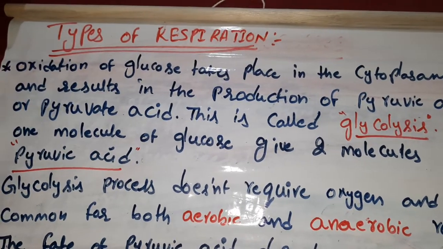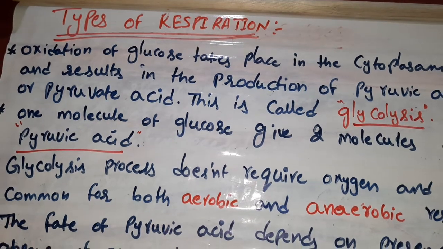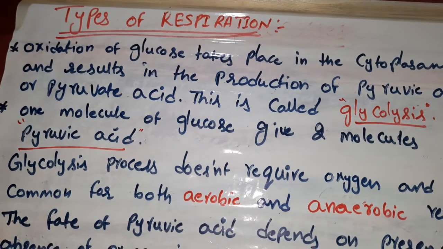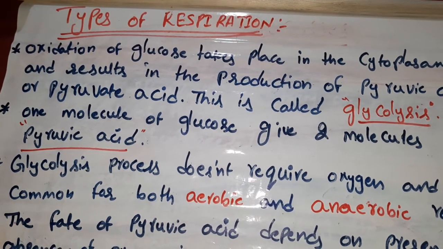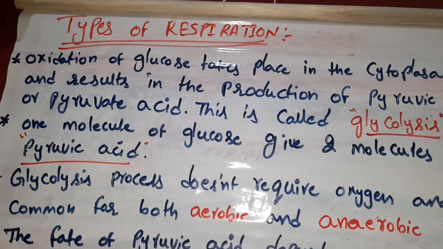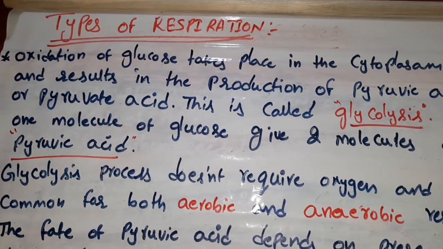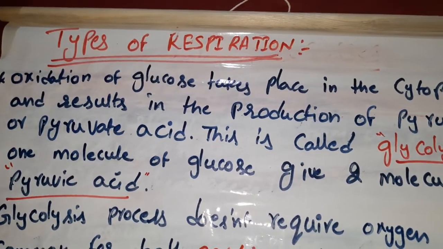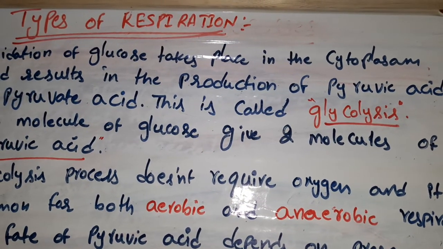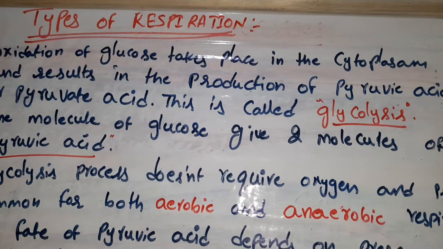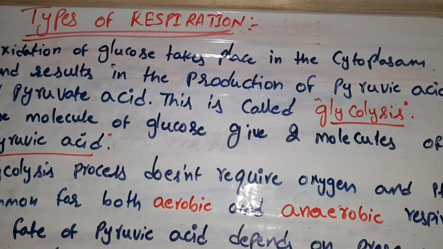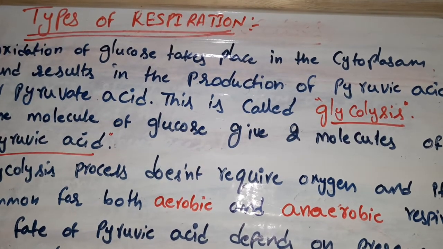What is oxidation? Just remember your previous topic. Oxidation means oxygen mixed with food, releasing energy, which we call ATP. Here, oxidation of glucose; glucose is nothing but food. Oxidation of glucose takes place in the cytoplasm, because on taking food material, the food is broken down. In the cell, there are the nucleus and the cytoplasm, right?